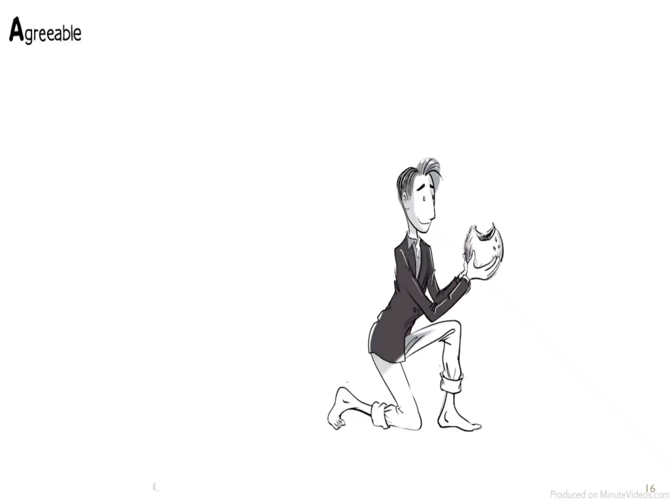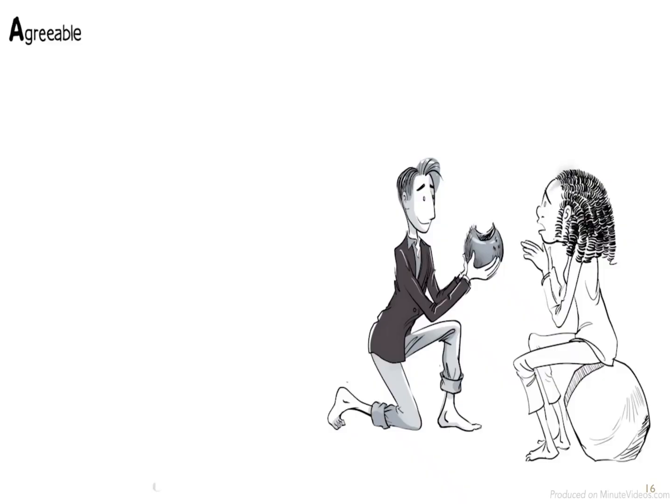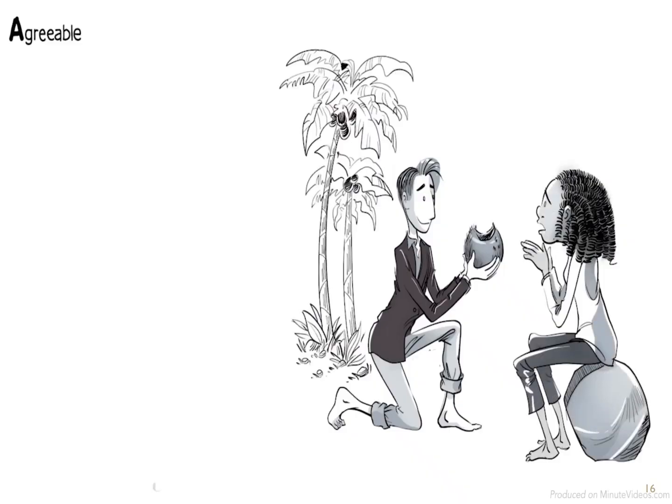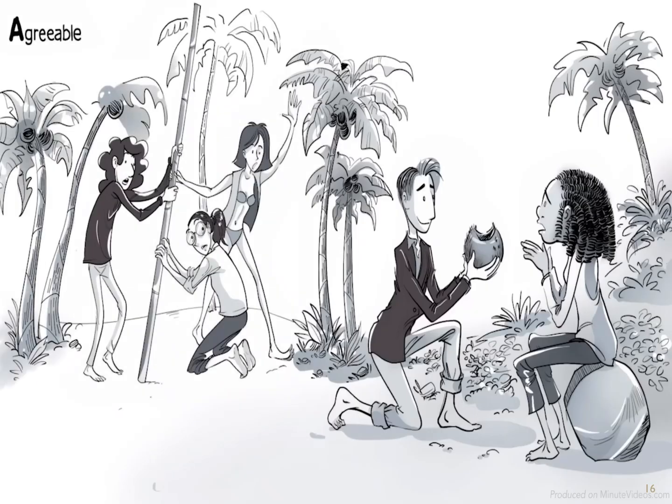Agreeable Albert is kind by nature, and despite being tired and thirsty, his main concern is Nora. He offers her a drink from his coconut. The others know that he usually agrees to everything and are not shy to ask for his help.